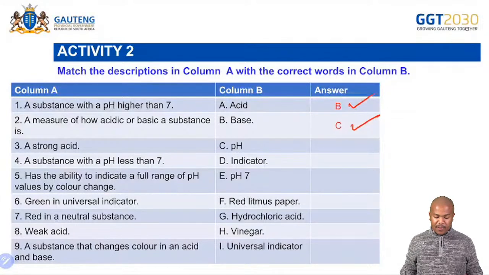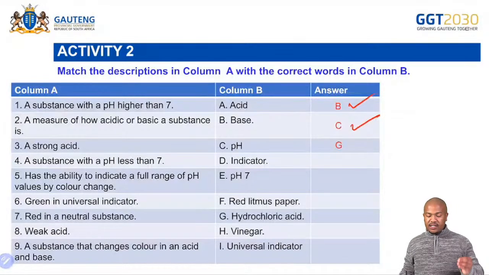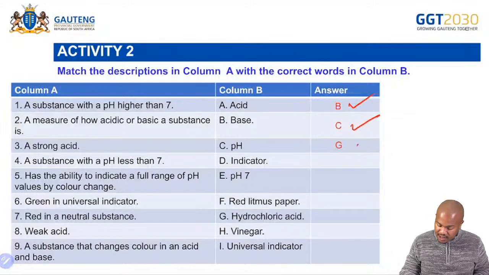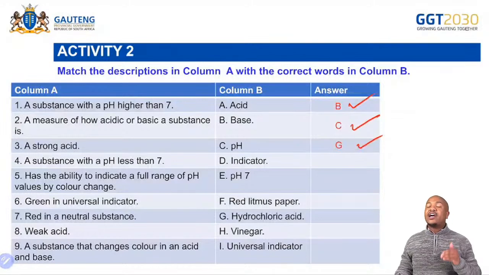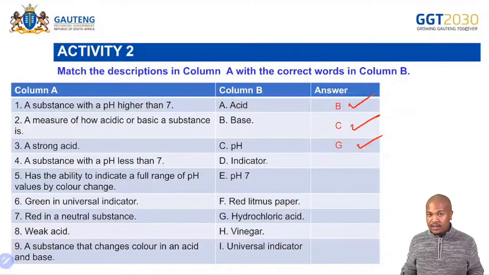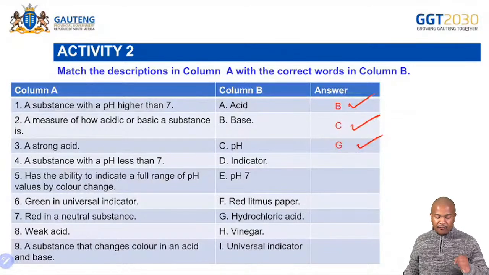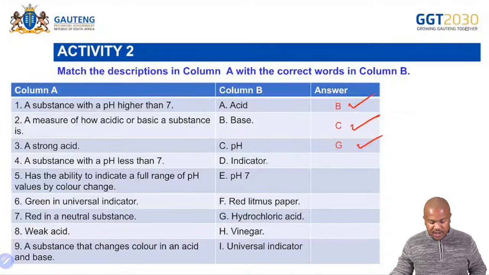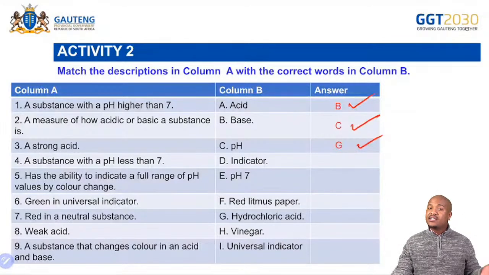Then number 3, a strong acid, right? The answer is G, right? What is G? G is hydrochloric acid, right? It is a strong acid.